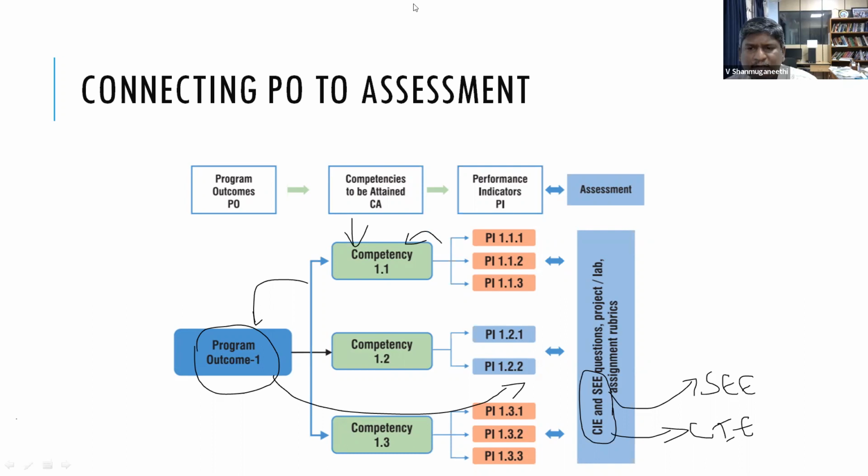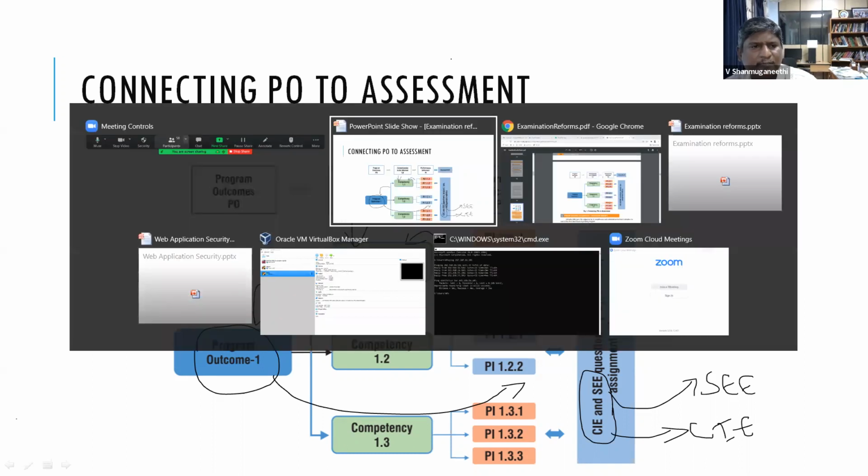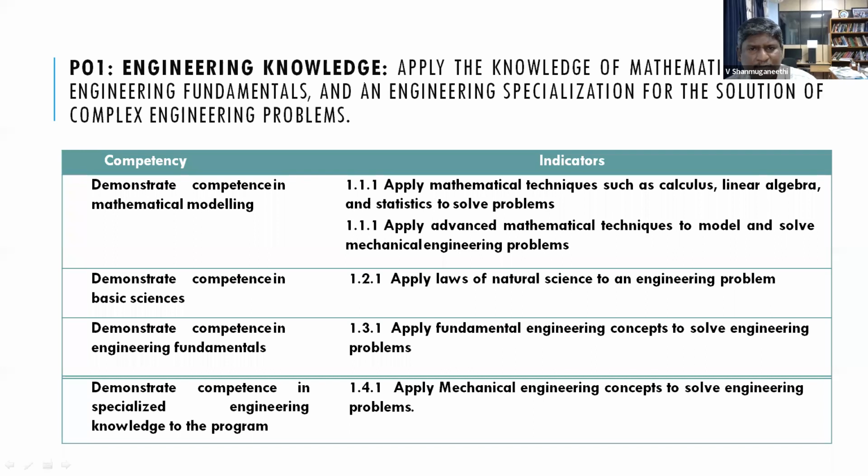If you go with, for example, PO1, that is engineering knowledge, as Madam told you: apply the knowledge of mathematics, science, engineering fundamentals, and an engineering specialization for the solution of complex engineering problems. That is PO1. PO1 has four competencies: demonstrate competency in mathematical modeling, in basic sciences, in engineering fundamentals, and in specialized knowledge of the engineering program.